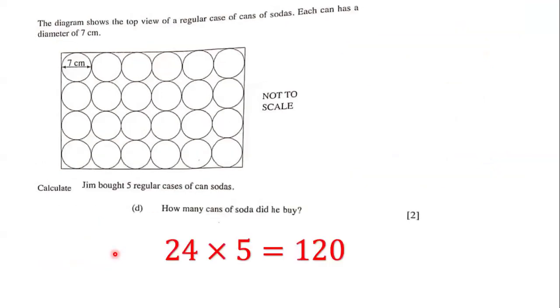Next, our goal is to figure out how many cans of soda did he buy. It says, Jim bought 5 regular cases of canned sodas. How many cans of soda did he buy? So we bought 5 regular cases, 5 of these cases. Now, one case contains 24 cans, but he bought 5 cases. So it's going to be 24 multiplied by 5, and 24 multiplied by 5 is 120. So he bought 120 cans of soda. And that's our answer to this question.